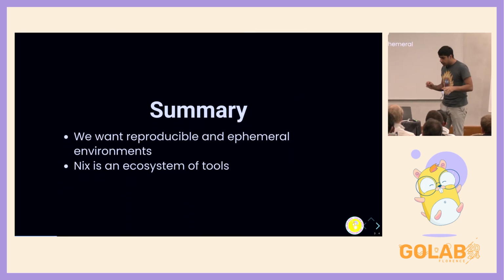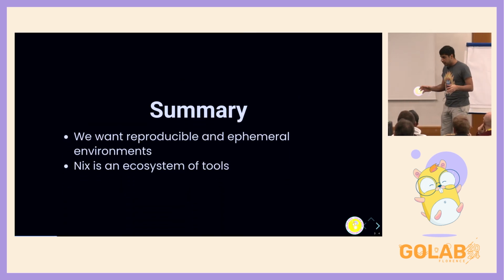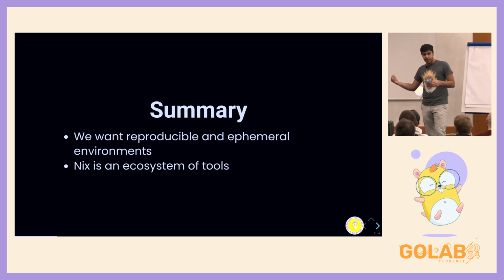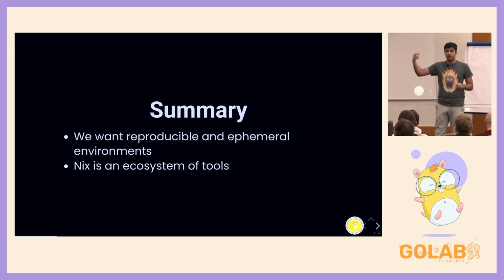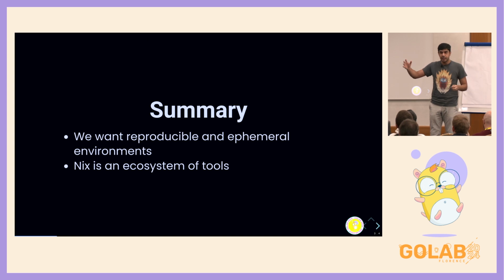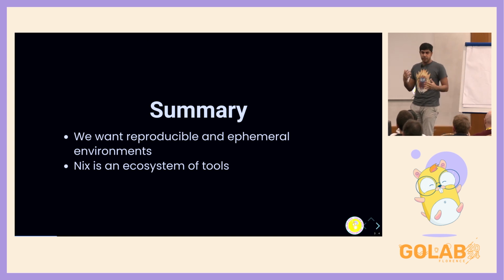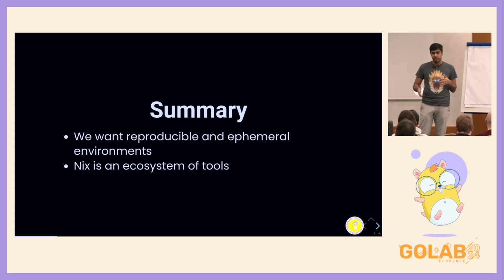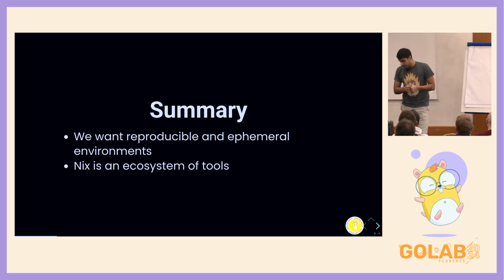So to summarize this first section, we want to have reproducible and ephemeral environments. And ephemeral is just a fancy word for temporary, in the sense that when we're jumping between different projects, we want to have the development environment for that project, but we don't really care once we've left that project about that development environment. So we jump between them. They're temporary, short-lived for the life cycle of that project.